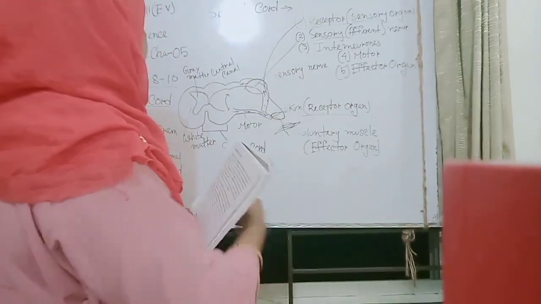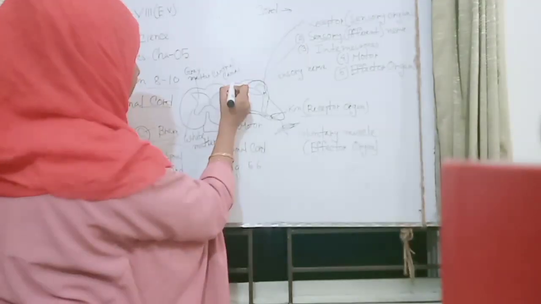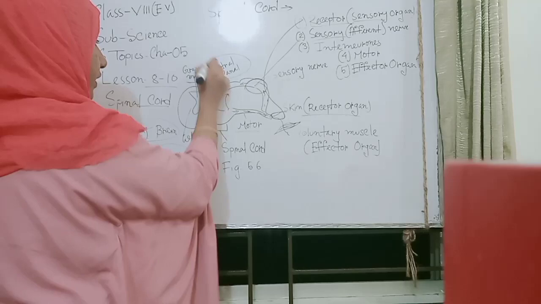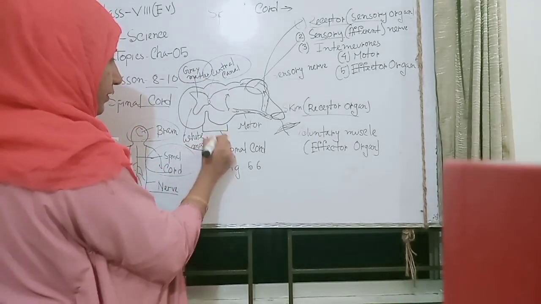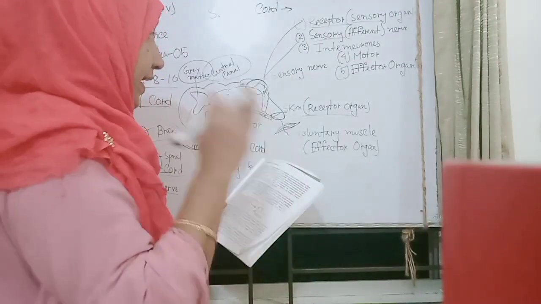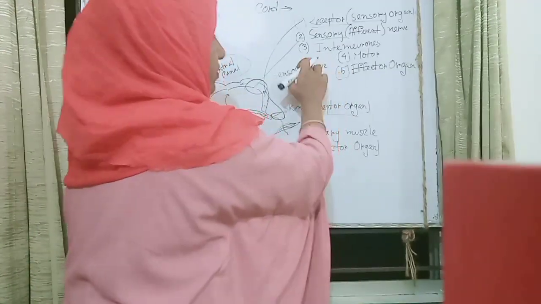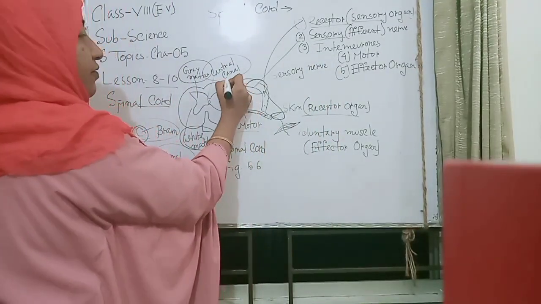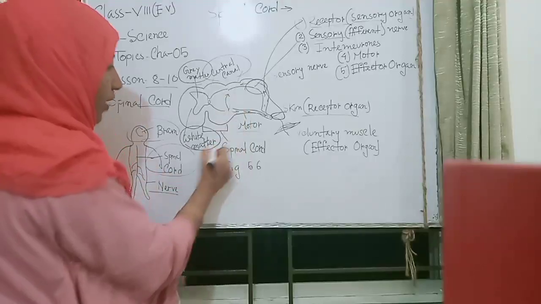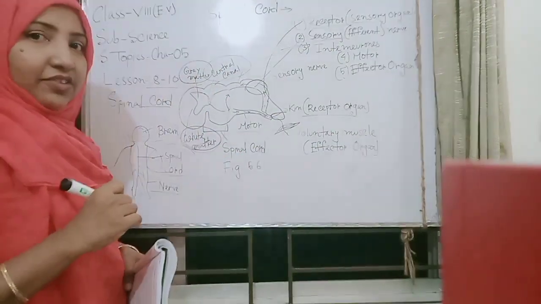And interneurons. Here are the interneurons, the long structure. Basically, first the central canal, second the gray matter, and third the white matter. I also explained the interneurons: first central canal, second gray matter, and third white matter. It's a long structure.